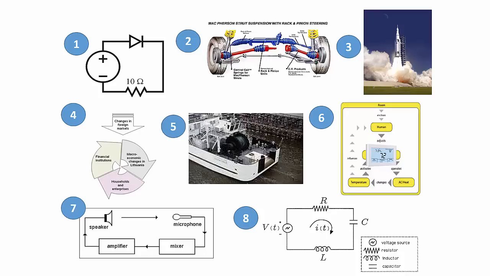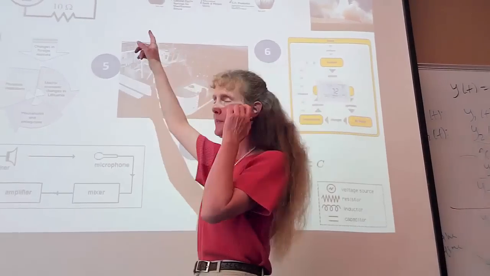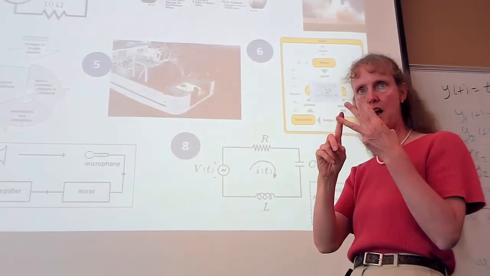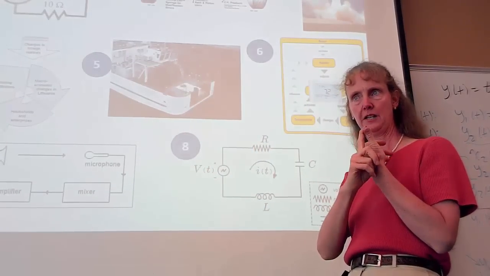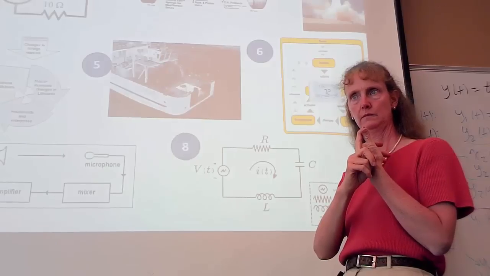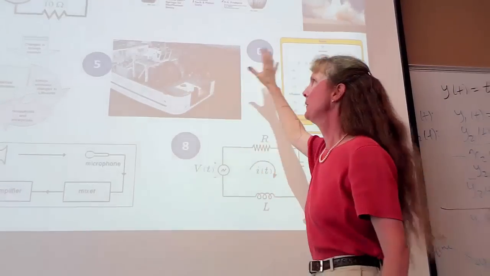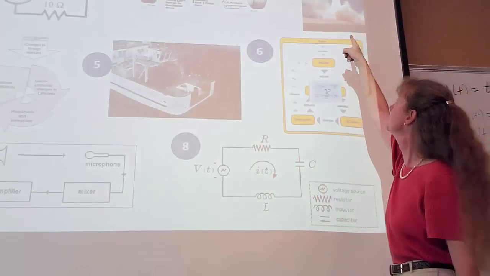Remember this? 8 systems. We care about whether these systems have memory, are causal, are stable, are linear, are time invariant. Okay? And we've got to figure out what's happening here. A couple I really want to point to is this system here.